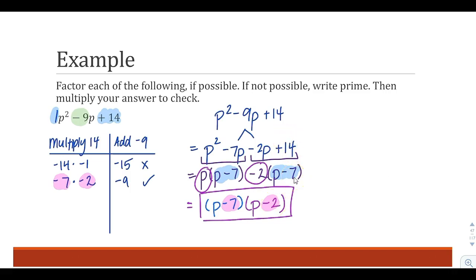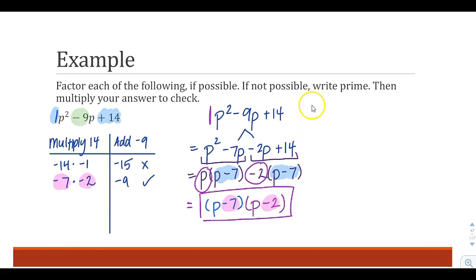But that only works if the leading coefficient is 1, if the number that's in front of p squared is 1. So if it's anything other than 1, we do have to go through this whole process. But if the leading coefficient is 1, then once we find those two numbers, we don't have to rewrite the middle term. We can just go ahead and substitute them into the factorization, p minus 7 and then p minus 2, using those two values.